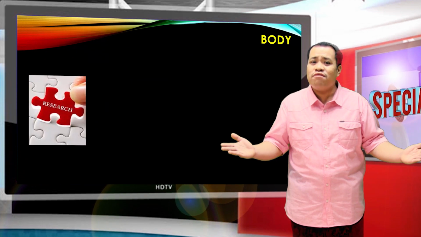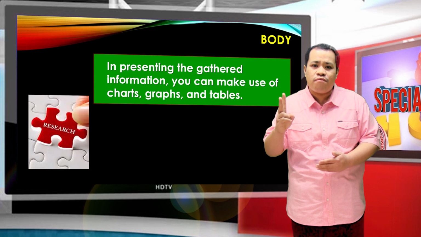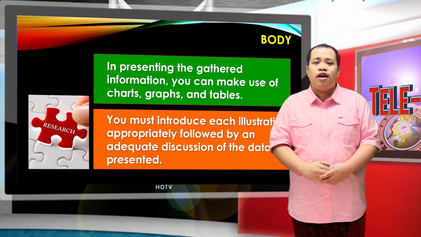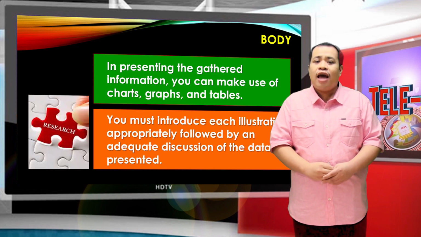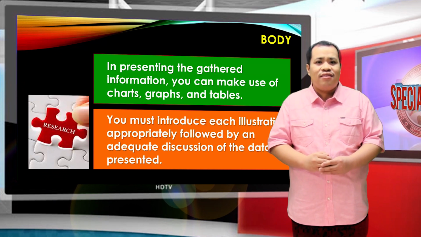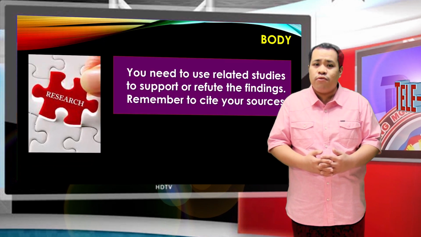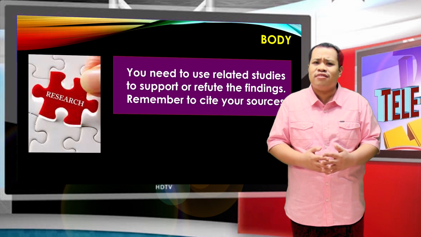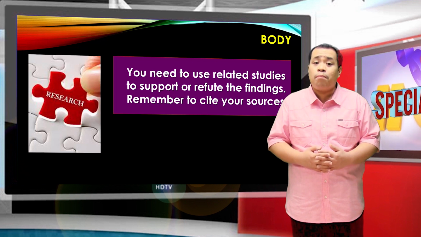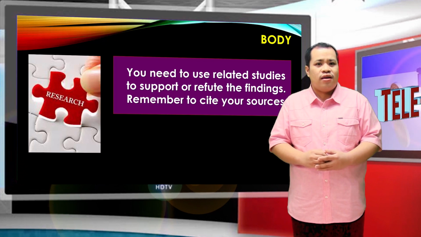In presenting the gathered information, you can make use of charts. Number 2, graphs. And number 3, tables. Note that you must introduce each illustration appropriately, and it must be followed by an adequate discussion of the data presented. Moreover, you need to use related studies to support or refute the findings. This is very much important. You can do this by incorporating the notes that you have gathered in the pre-writing phase. Remember to always cite your sources.